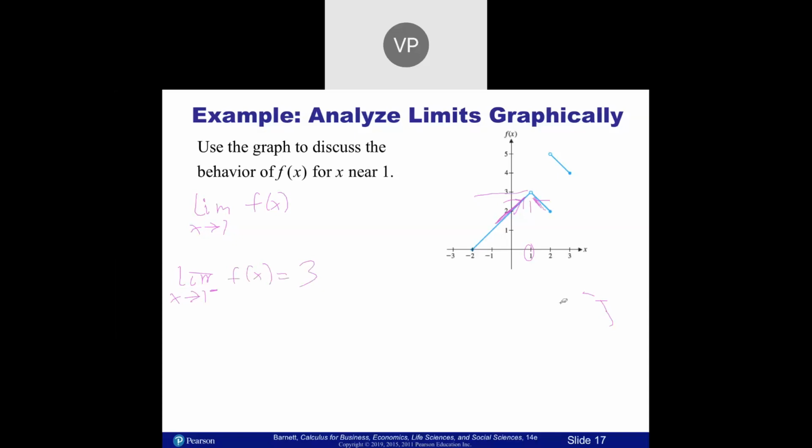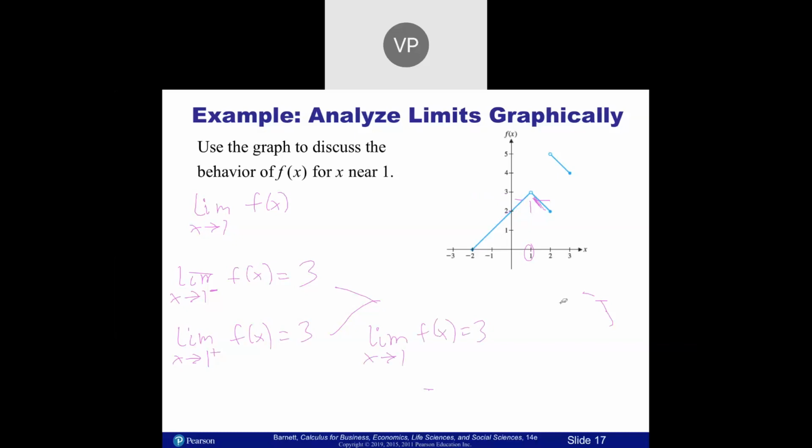Now we look at our graph from the right side, and you see my limit from the right side of 1. This also appears to be approaching 3. Therefore, because these are both the same, then we know the limit as x approaches 1 with no side defined is going to be 3.